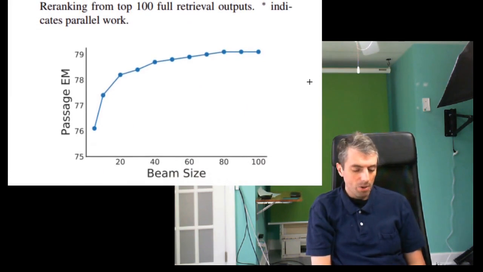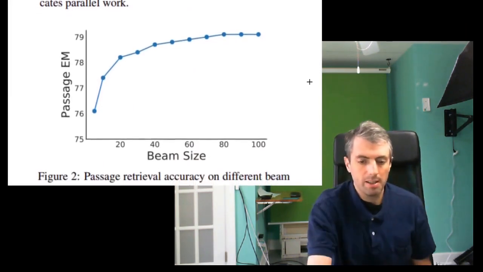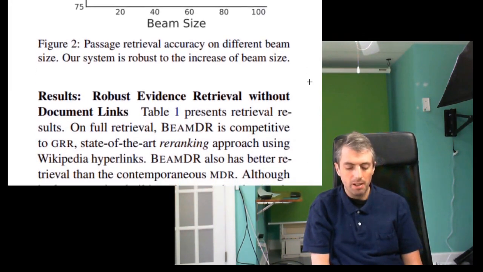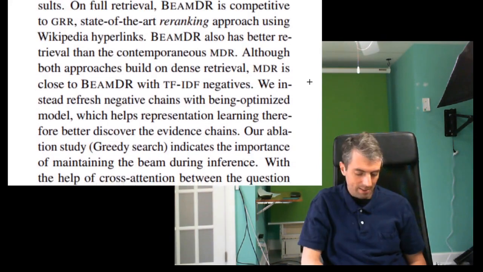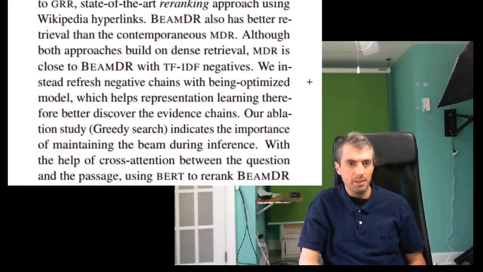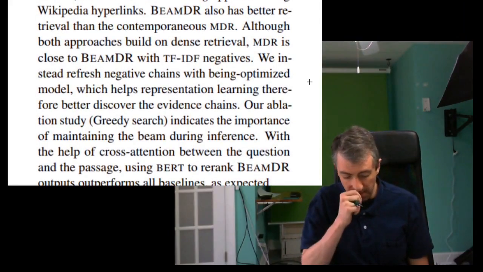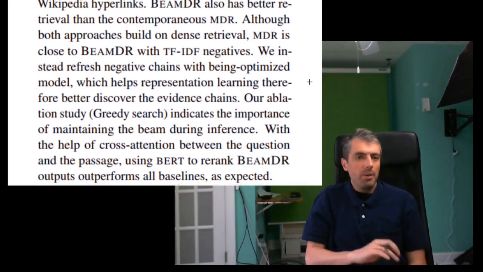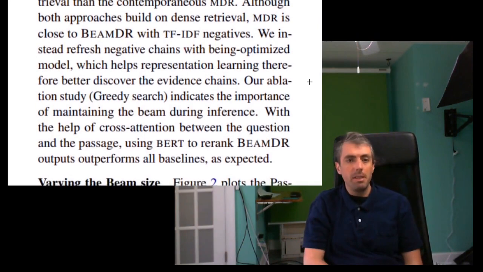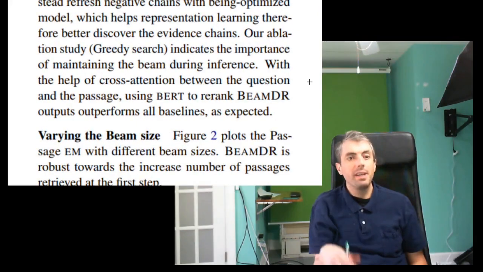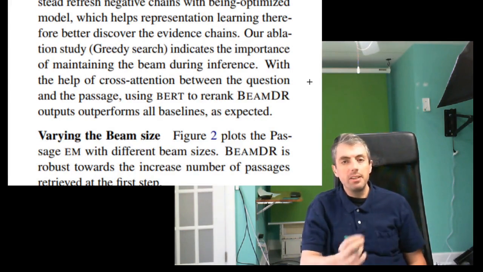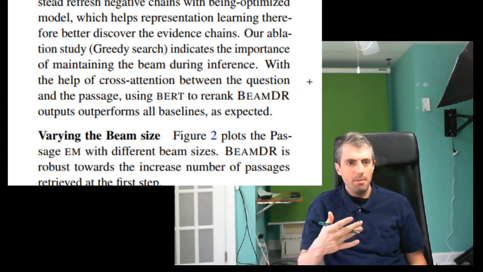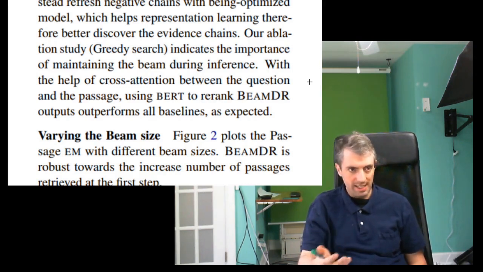Results. Robust evidence retrieval without document links. Table 1 presents retrieval results. On full retrieval, BeamDR is competitive to GRR, a state-of-the-art re-ranking using Wikipedia hyperlinks. BeamDR also has better retrieval than the contemporaneous MDR. Although both approaches build on dense retrieval, MDR is close to BeamDR with TF-IDF negatives. We instead refresh negative chains with intermediate model representations, which helps representation learning better discover evidence chains.